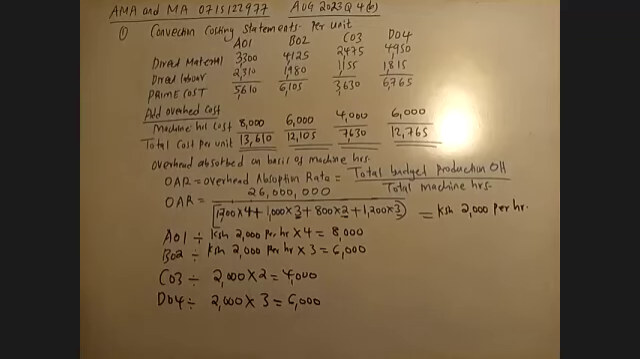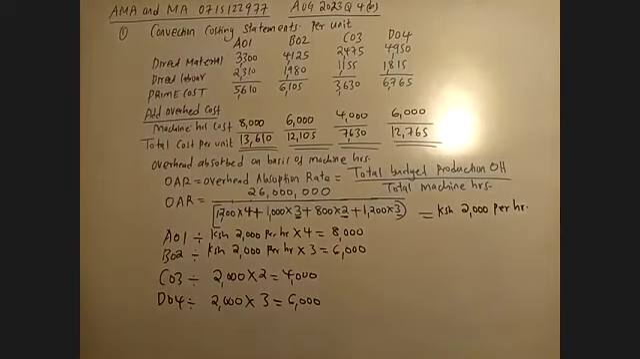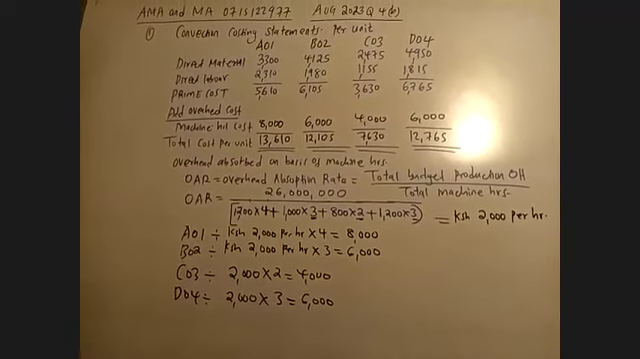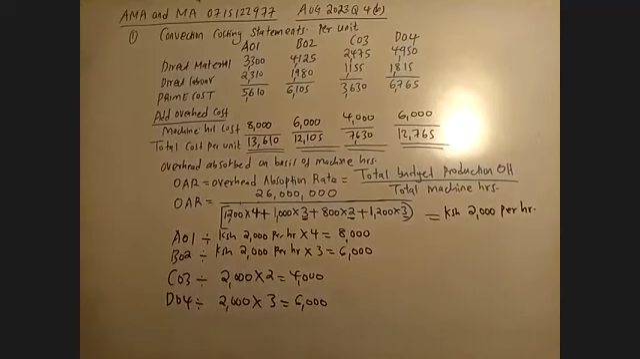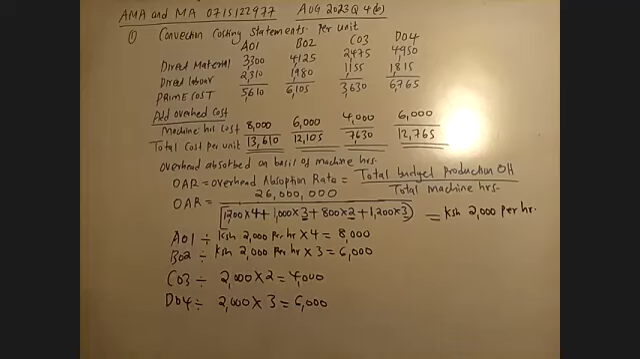Now you shall allow me to rub this part. So in the rub, from overhead cost downwards, the rest will remain the same for ABC. So the prime cost will remain the same.